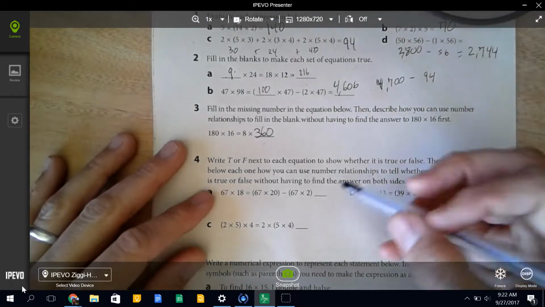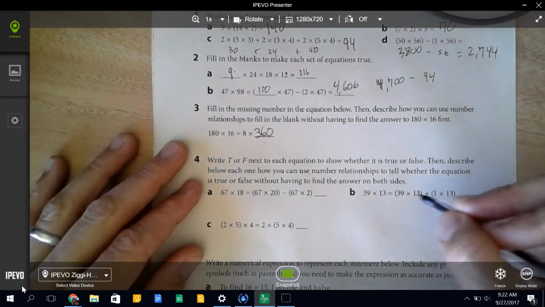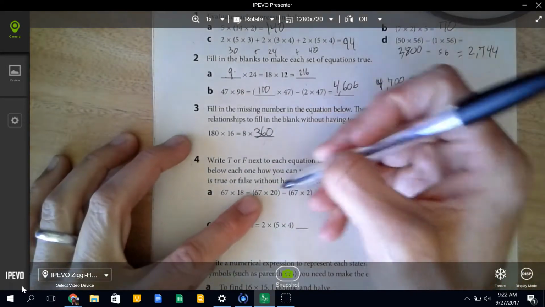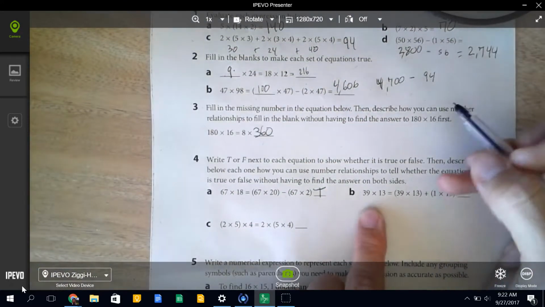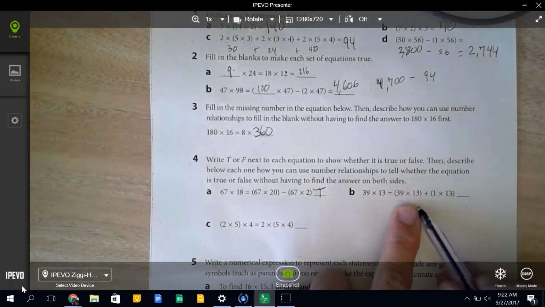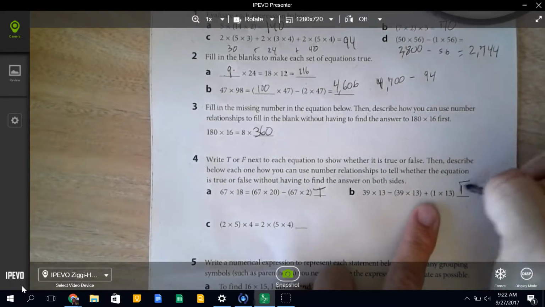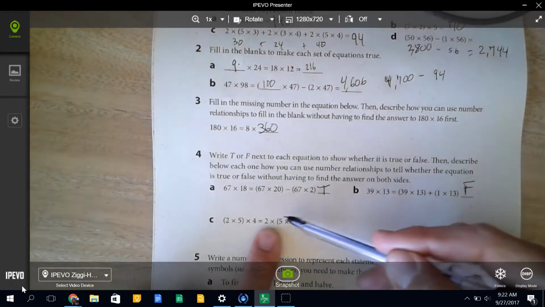Here, again, you needed to talk about each one. So I'm not going to necessarily tell you what you should be describing. I will tell you, though, that 67 times 18 is the same thing as 67 times 20 minus 2 groups. That is true. Here, 39 times 13. 39 is not equal to 39 times 13 plus another 13. That doesn't make much sense. And here, 2 times 5 times 4 is the same thing as 2 times 5 times 4.